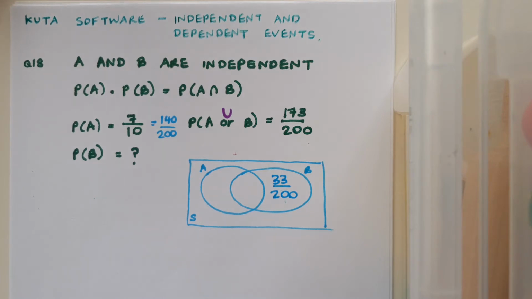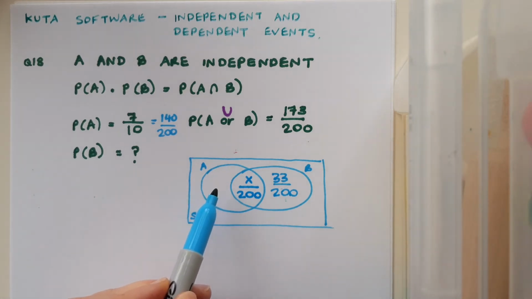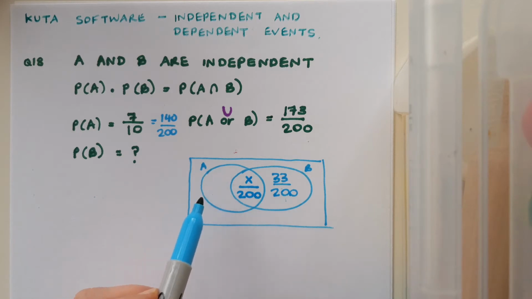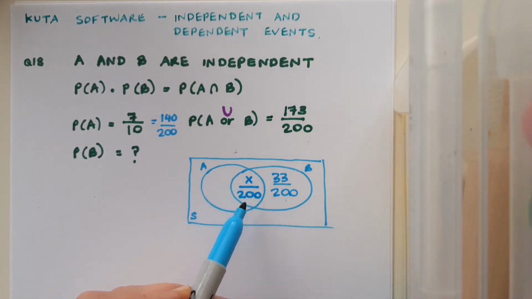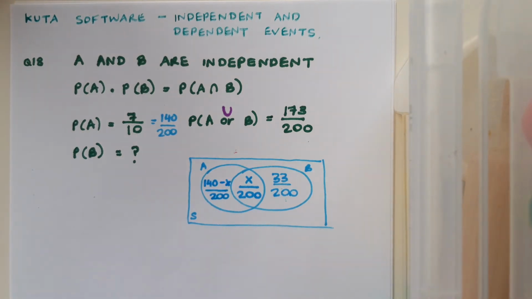Now what's catching me out filling in the rest of A is that I don't know what to put into the intersection. So I'm going to just fill in x/200. It's some value over 200, I just don't know what it is. By doing this, I can write something down for this part of the A set. I know that the full A set is 140/200, so this part is going to be 140/200 take away the intersection, and I can write that as (140 minus x)/200.